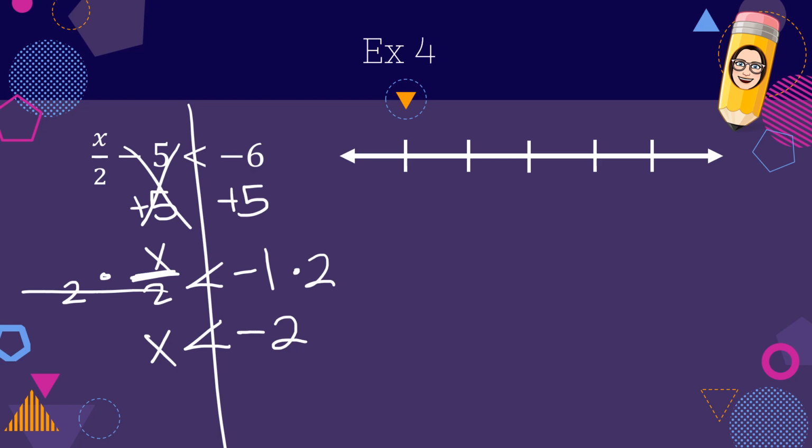All right, we've got the variable isolated. -2 is our number. We are going to be open at -2 because it's only less than. And the variable's less than, so we go left, right? You can use that L sound. Less than means left.